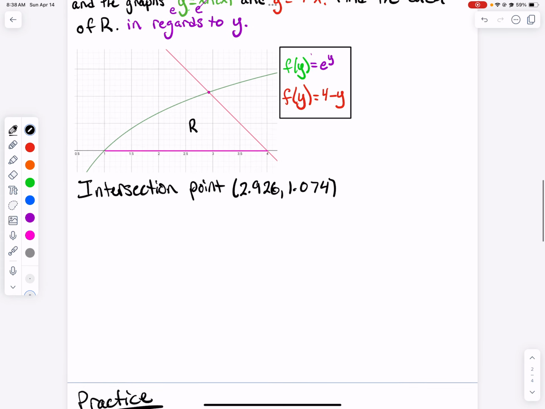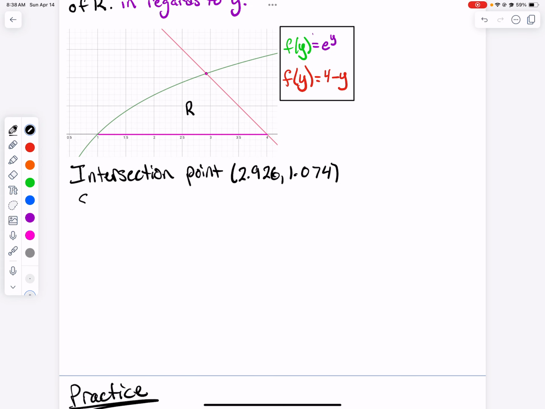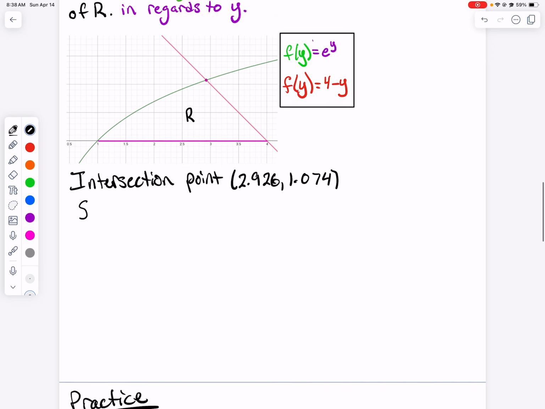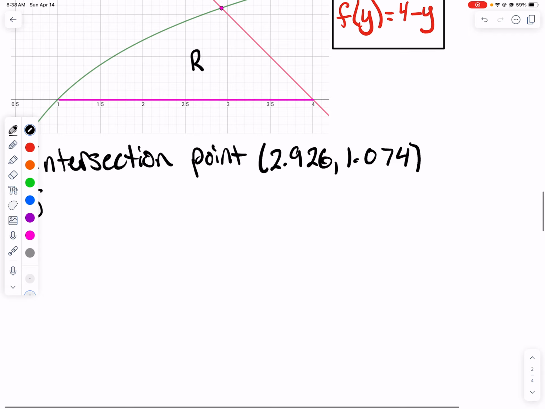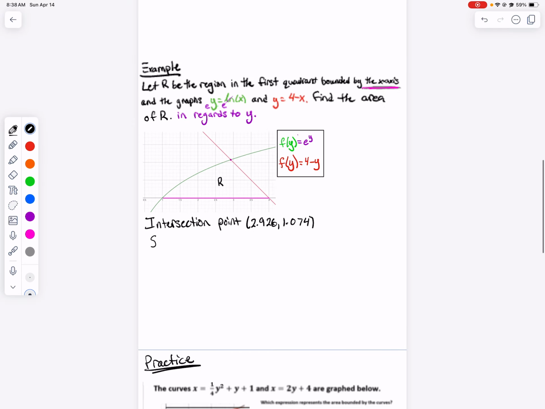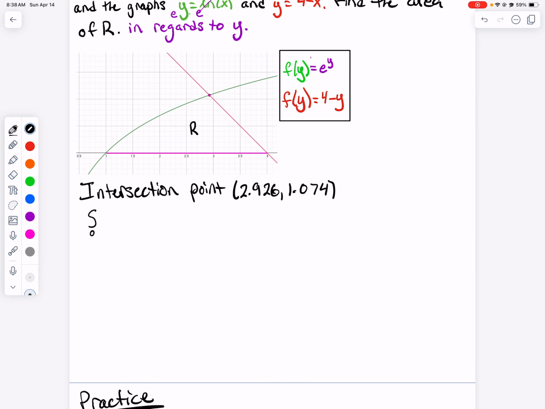Awesome. Well, let's set up our antiderivative. The antiderivative of our bounds, looking at y values. What is my bound when I have the x-axis as my bound? It's 0. Oops, now that covers that. I can't win. I'll have to zoom out here. 0. My top bound is at this intersection point, and it's my y value there. My y value there is 1.074. Awesome.